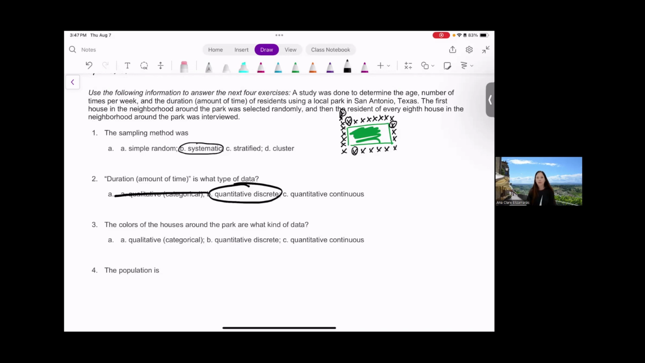Now, the colors of the houses around the park are what kind of data? So I look at this house, it's pink. That house is blue. This house is orange. This house is yellow. Are those categories or are those numbers? Those are categories. So this is categorical.